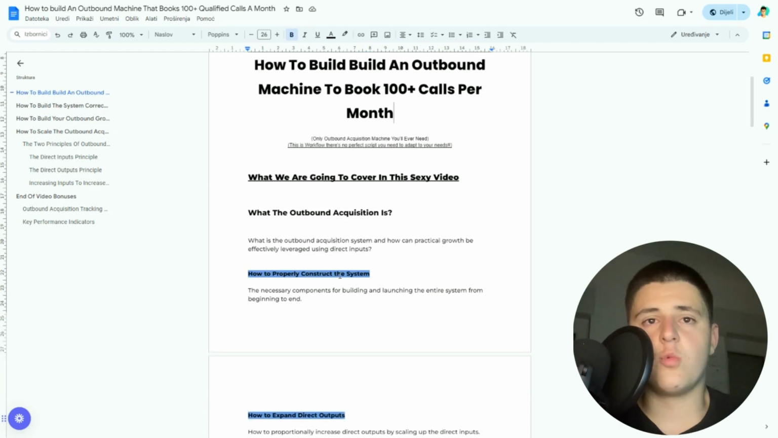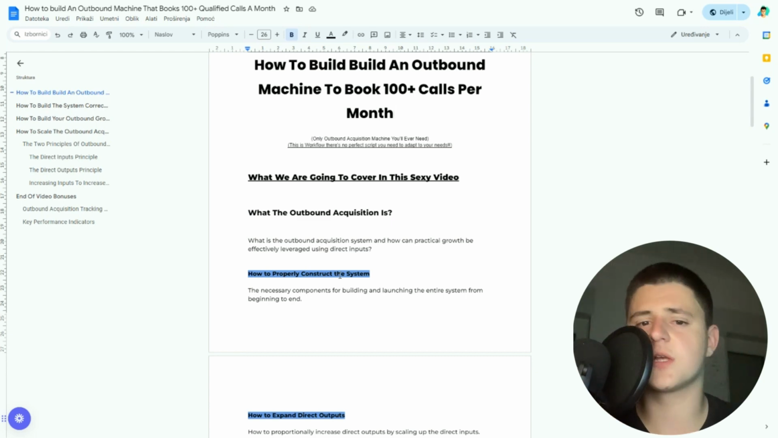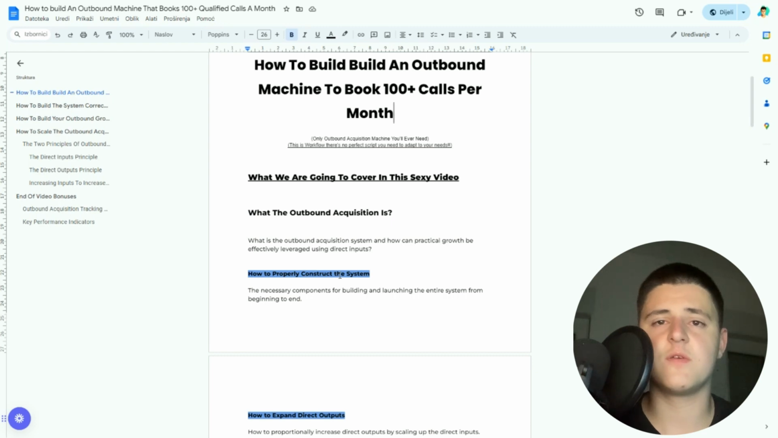So yes, what is outbound acquisition? What is the outbound acquisition system and how can practical growth effectively leverage the direct inputs? This means that if we put more into the system, if we put in more inputs, we will get more output. Outbound acquisition is basically you doing the practical growth and actually going to your clients and warming and pre-qualifying them in DMs and doing that outreach that everyone is telling you.